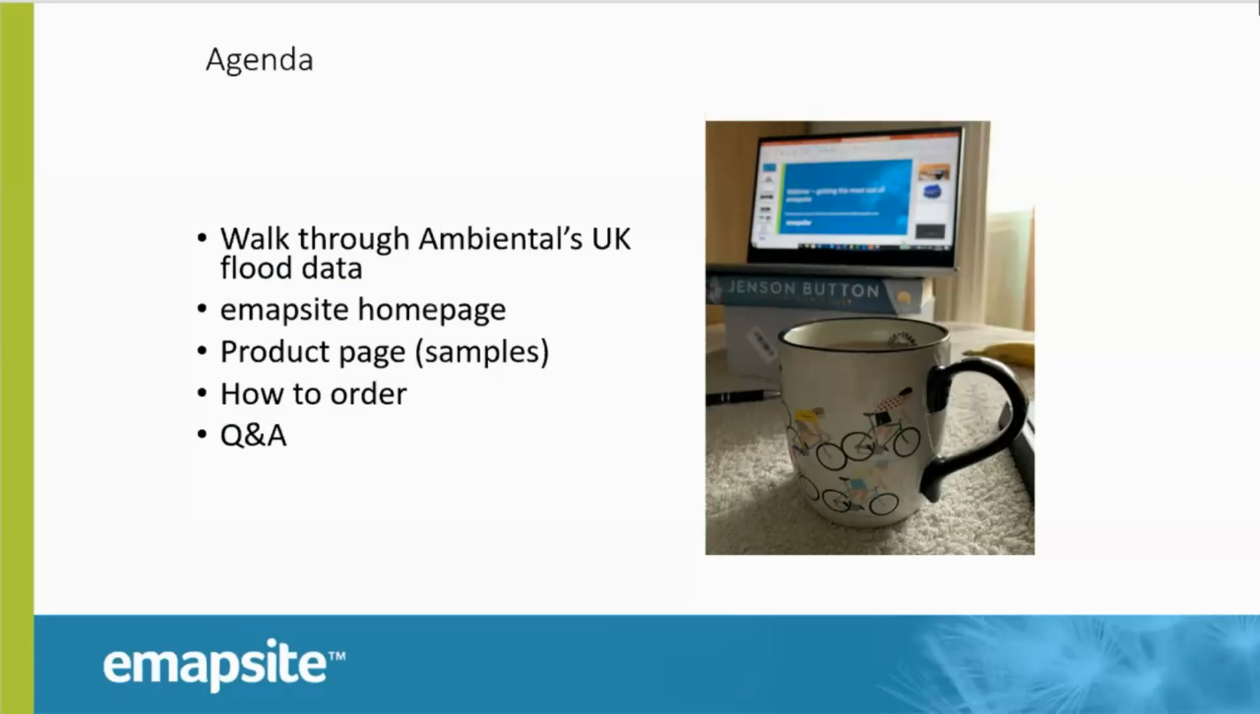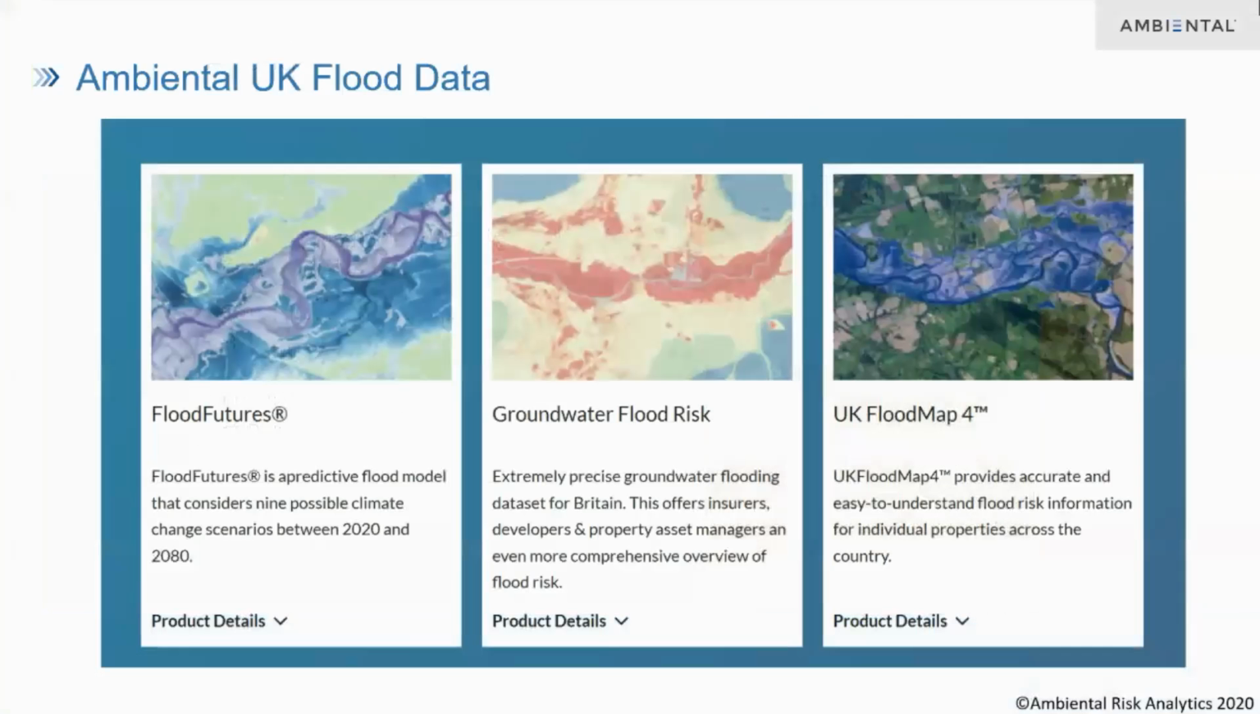The three products we have put onto the site are GB national products, all at 5 meter grid. We have FloodFutures, which was the first UK climate change flood model, produced back in 2017. It was produced for a utility company called Wales and West, looking at their assets and future-proofing them against flood risk. Now it is a national data set at 5 meters.